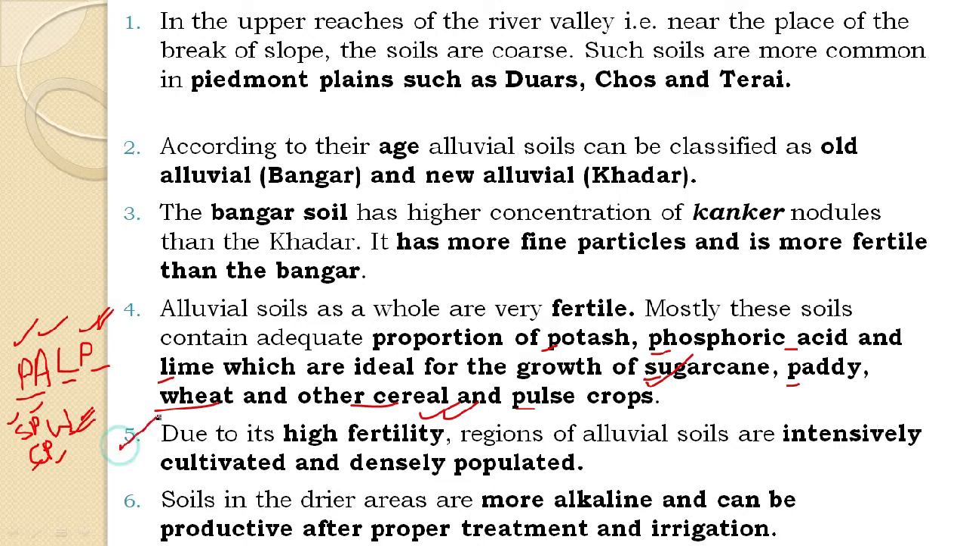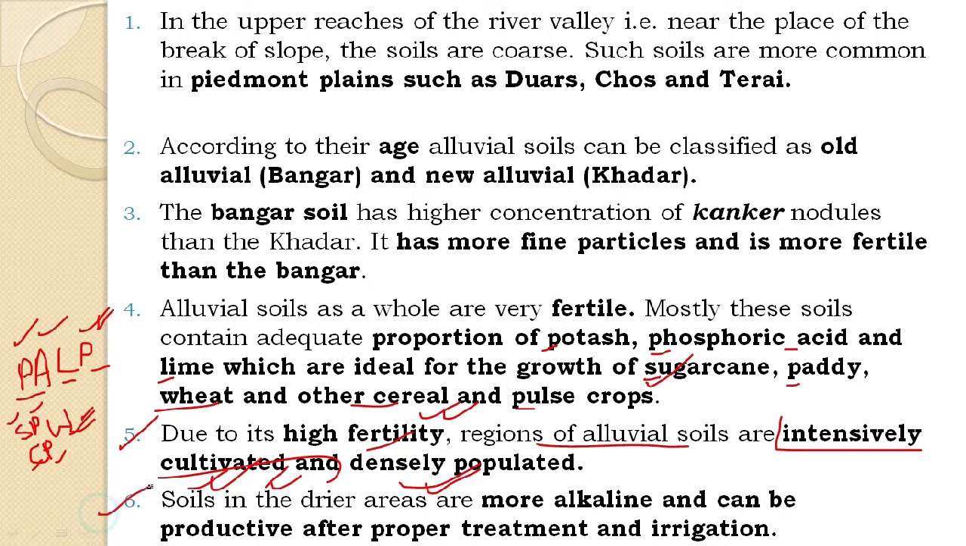Let us move ahead. In point number 5, we see that due to its high fertility, regions of alluvial soils are intensively cultivated. Yes, of course, in order to have more and more production of food grains, we will be intensively cultivating these crops. Plus we have also seen in chapter 6 of geography class 9 that these regions will be densely populated, and densely populated regions have an intensive subsistence farming kind of cultivation. That's why, and if we talk about some regions, Bihar comes into it. Bihar fits in this type of category very well.